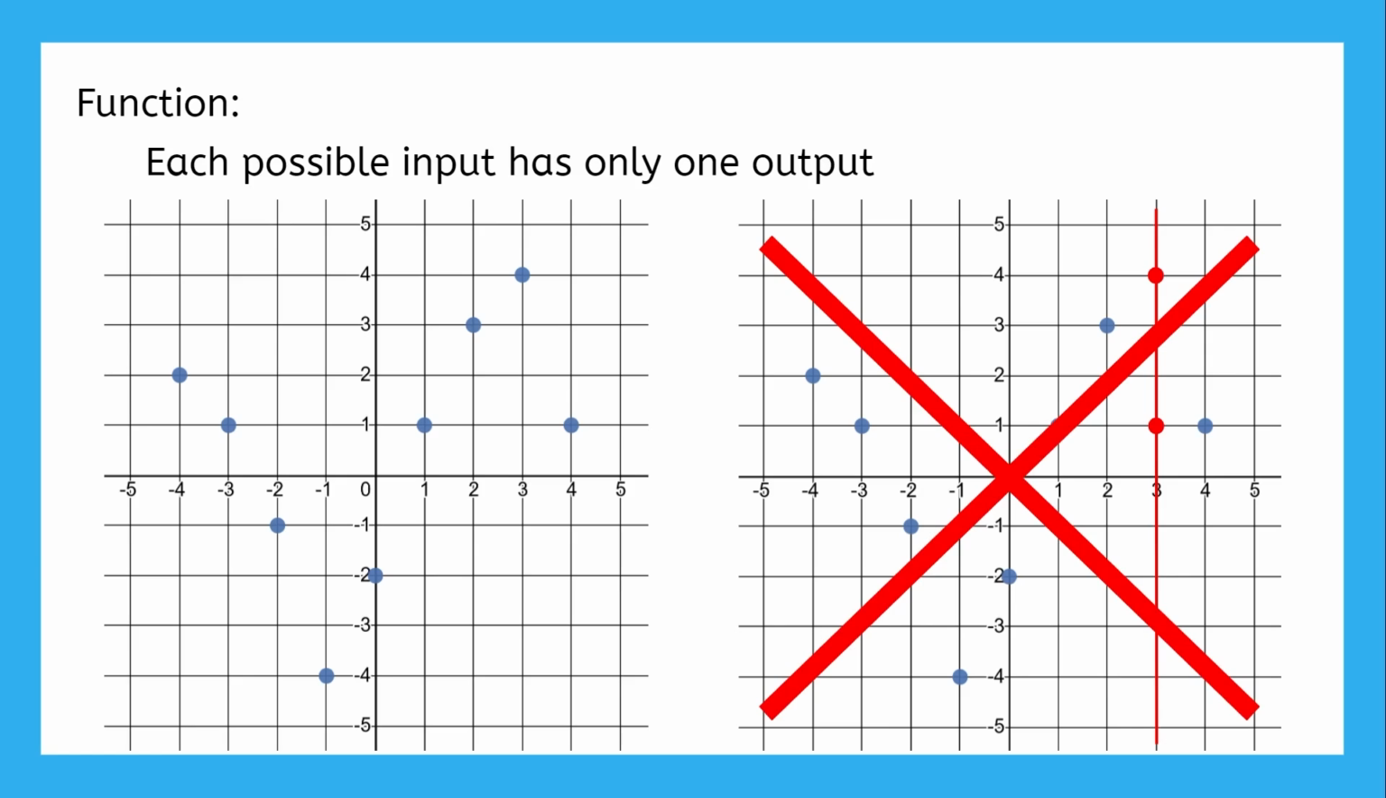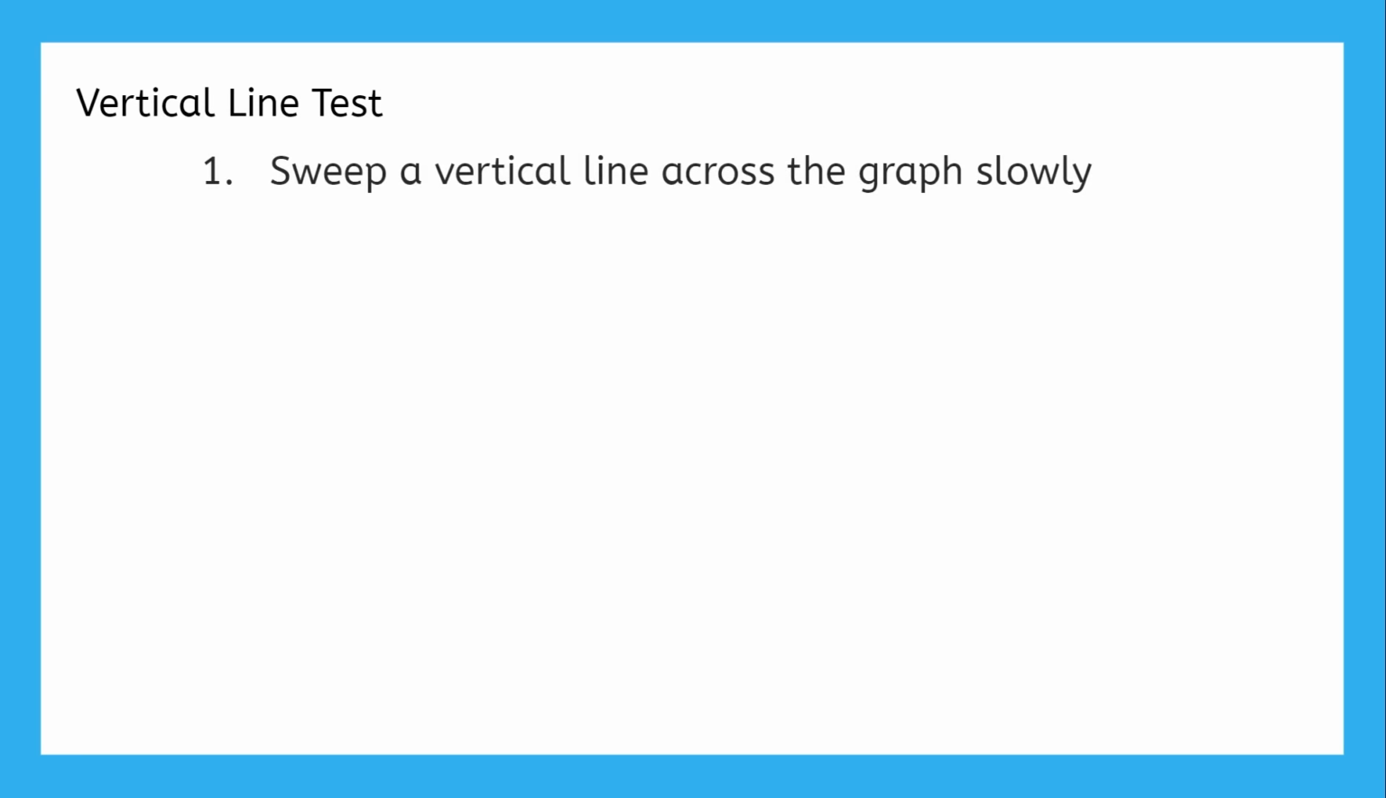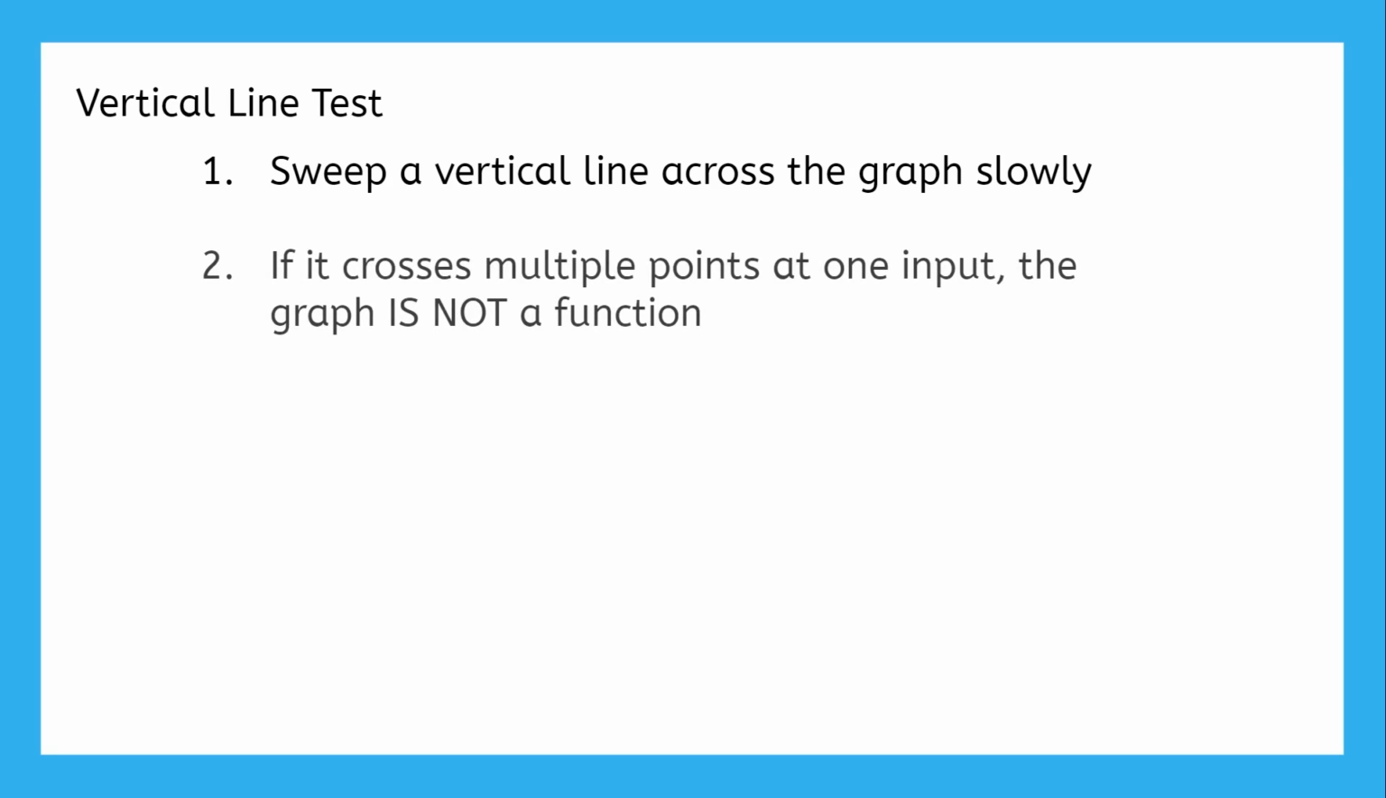Did you notice how we checked the inputs using vertical lines? That's actually called the vertical line test. It's performed by sweeping a vertical line, like the edge of a ruler or a card, across the graph. If the line ever crosses 2 points at the same time, meaning 2 points exist at the same input, then the graph fails the test and it's not a function.